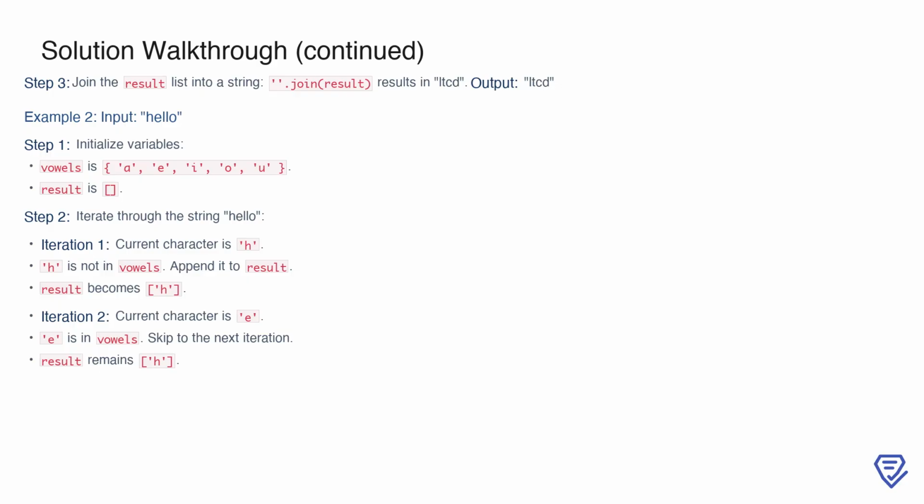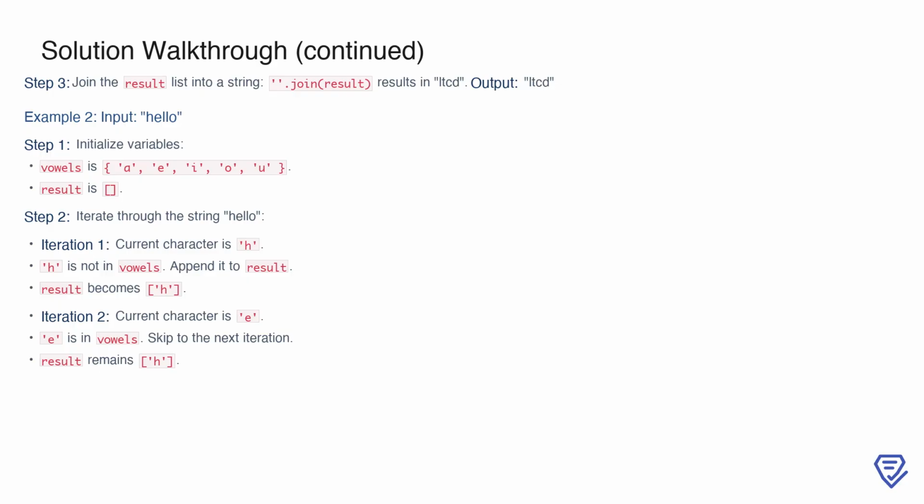Moving on to another example, let's take the input string hello. As before, we initialize the vowel set and an empty result list. We begin iterating through the string. In the first iteration, the current character is H. Since H is not in the vowel set, it is added to the result list, which becomes H.